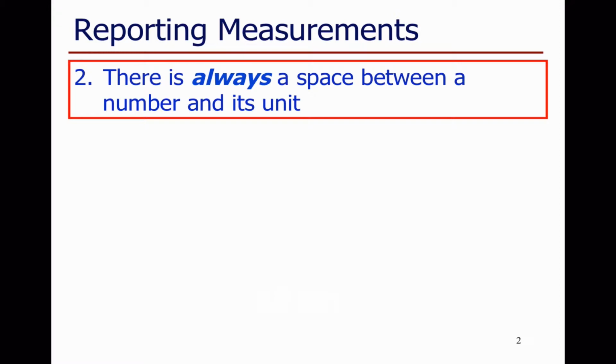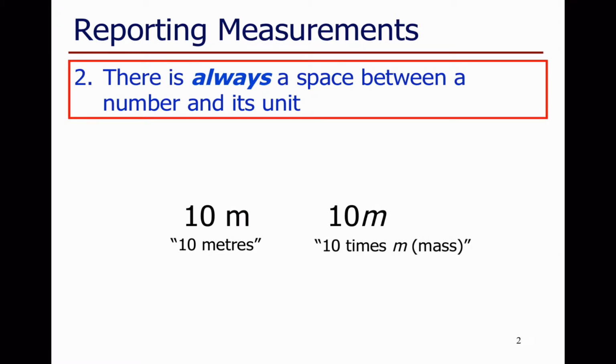When writing a measurement, there should always be a space between the number and its unit. 10 space m, I know that means 10 meters, but 10 with no space m, 10m, could just mean 10 times the mass, because we use m for mass. So always try to put a space in between the measurement and its unit.